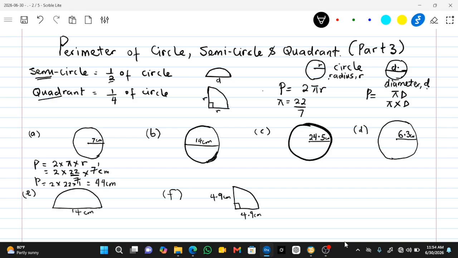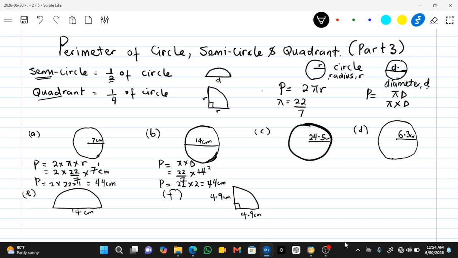So let's look at the second one. We are given the diameter, so perimeter should be pi times d, which is 22/7 times 14. 14 is the diameter, so 7 will go into this, we get 2. So perimeter should give us 22 times 2, which is 44 again, 44 centimeters.